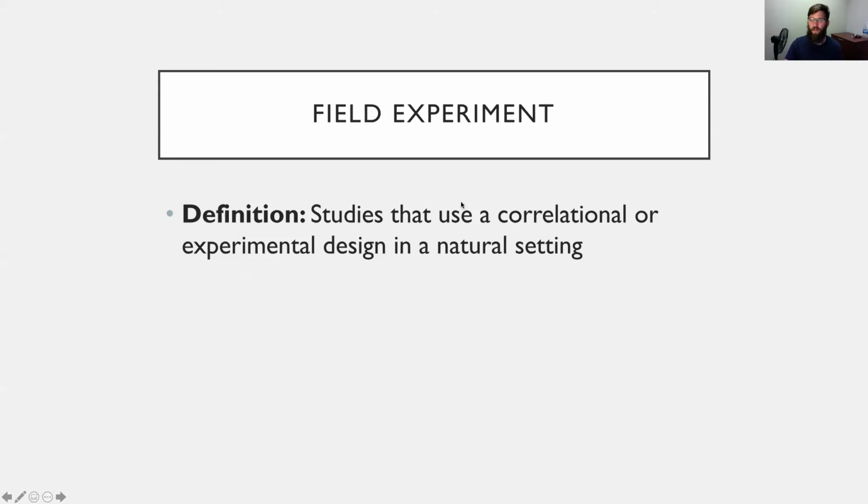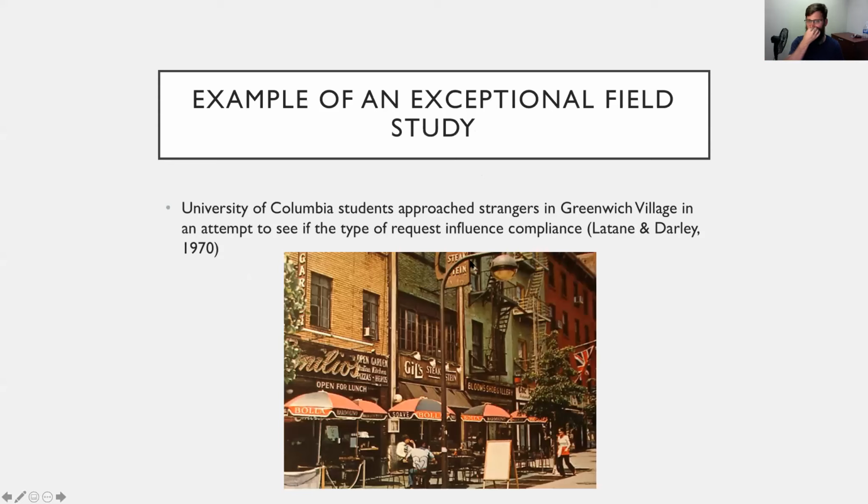So let's just start out by looking at an example of a really nice field study. In this study done by Bibb Latané and John Darley in 1970, they had University of Columbia students approach strangers in Greenwich Village, and they wanted to see if the type of request that they had for a person would influence their compliance.